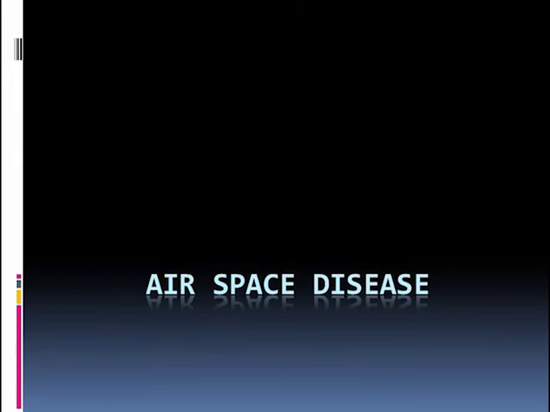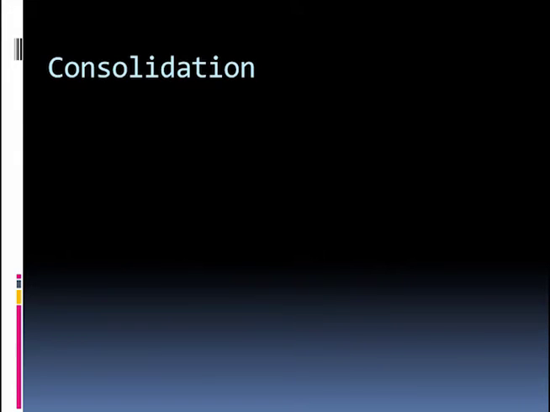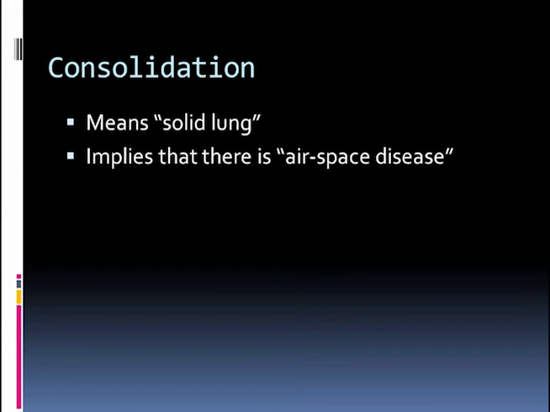Okay, first we're going to talk about airspace. And whenever we talk about airspace disease, we talk about consolidation. And I know you've heard this word and probably don't know what it means. Well, basically what it means is solid lung. It means that all those air sacs that we see are filled with something. They can be filled with blood, pus, fluid, and when that happens, this is called consolidation. The word consolidation implies that there is airspace disease.